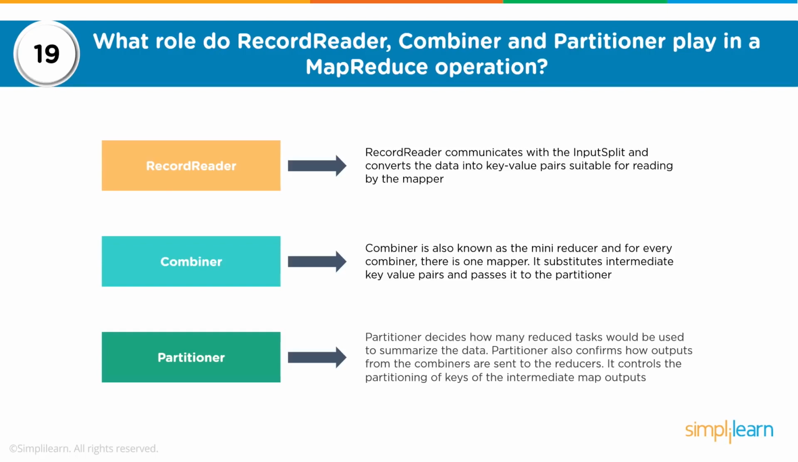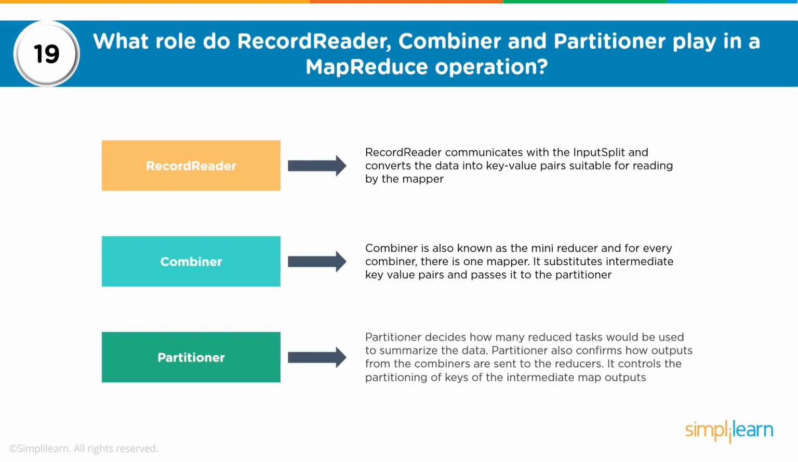Partitioner is basically a phase which decides how many reduce tasks would be used to aggregate or summarize your data. So partitioner is a phase which would decide based on the number of keys, based on the number of map tasks. Your partitioner would decide if one or multiple reduce tasks would be used to take care of processing. So either it could be the partitioner which decides how many reduce tasks would run, or it could be based on the properties which we have set within the cluster.